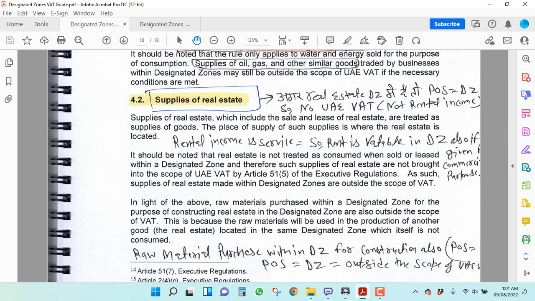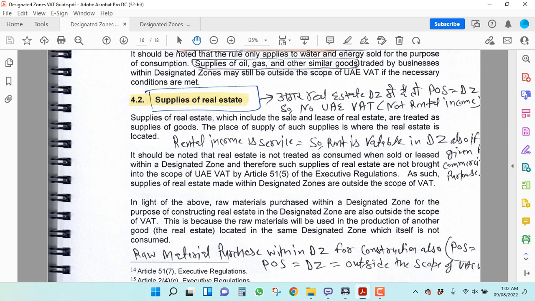If we are supplying the buildings, like we are selling the buildings, then it will be outside the scope of UAE VAT, because the place of supply is where the building is situated. The building is situated in the DZ, so it will be outside the scope of VAT. The same treatment applies to raw material also. If we are purchasing raw material from one DZ to another DZ, from the same DZ, or from outside the UAE, and the place of supply is the DZ, then that is also outside the scope of the UAE VAT.